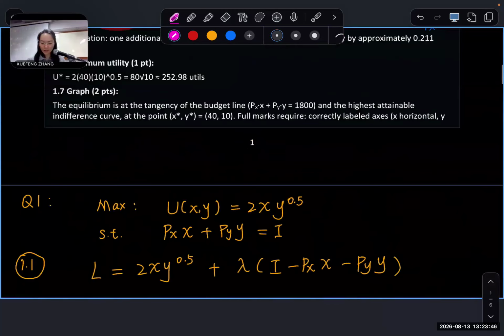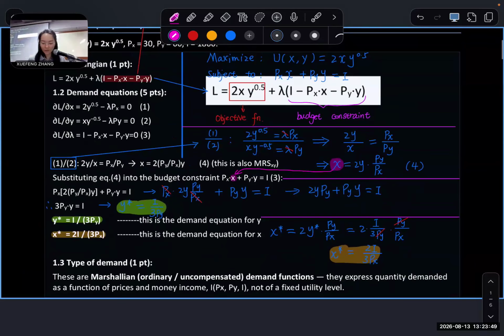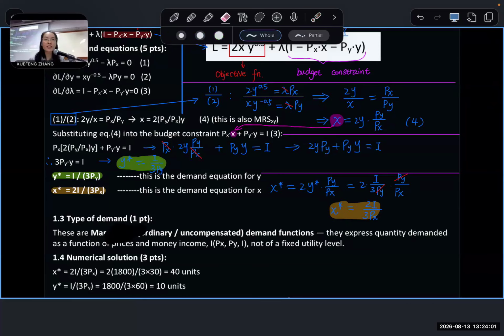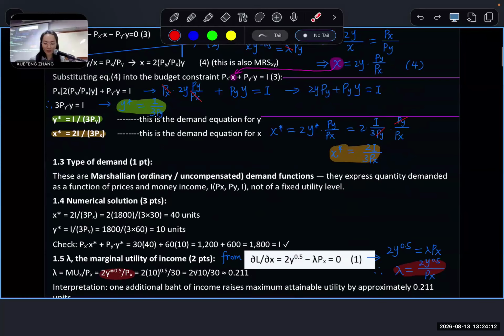Okay, so here I showed you 1.3. These are Marshallian, ordinary or uncompensated demand functions. You can just remember one, which is Marshallian demand, because they express quantity demanded as a function of prices and money income, not a fixed utility level. 1.4, what is the numerical solution?